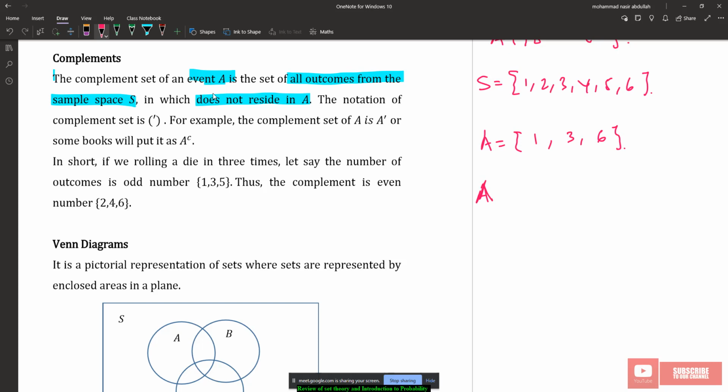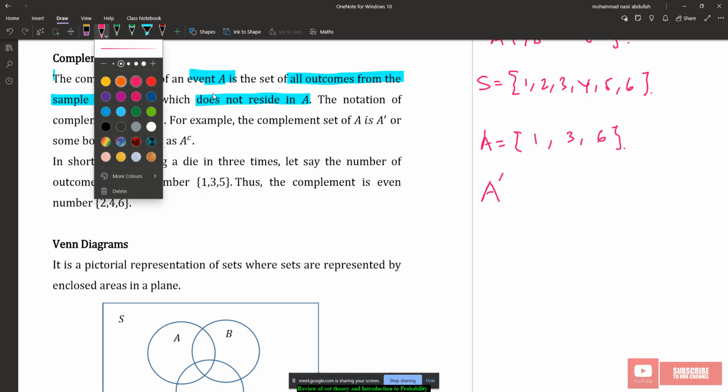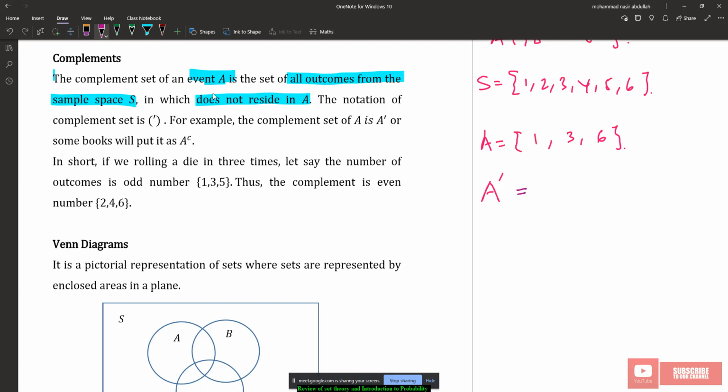So complement of A, right, the symbol for complement is either A prime or A^C, right? We can use either one, but in my class we use A prime, right? So A prime means A complement, with the elements of outcomes in rolling a die which do not reside in A. Maksudnya yang tak ada dalam A, tapi ada dalam sample space. Dalam sample space we have 2, 4, and 5, right? But these elements do not reside in A. So complement of A is 2, 4, and 5.